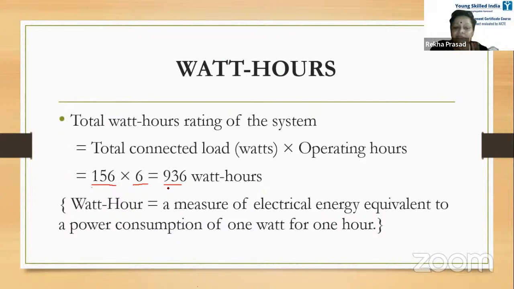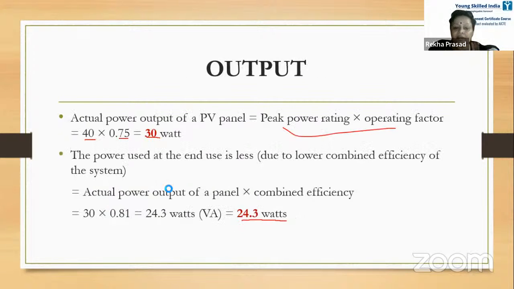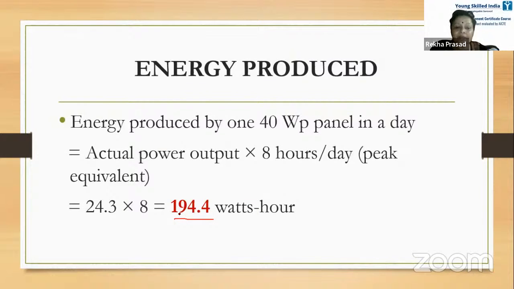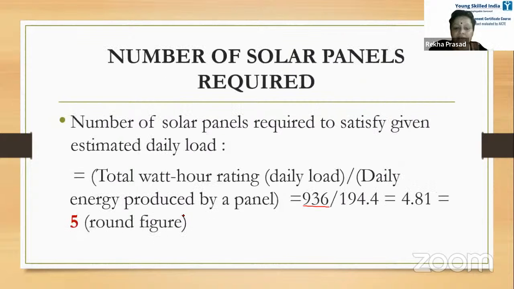So actually it was 936, the optimum level, but the actual power output is 194. So it is 936 divided by 194.4, which is equal to 4.81. 4.81, we cannot have fraction panels.